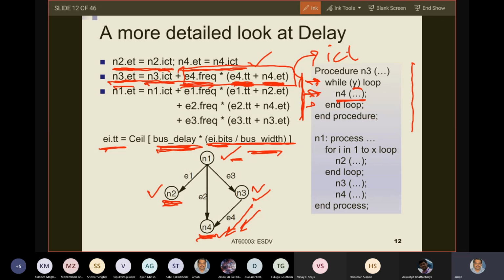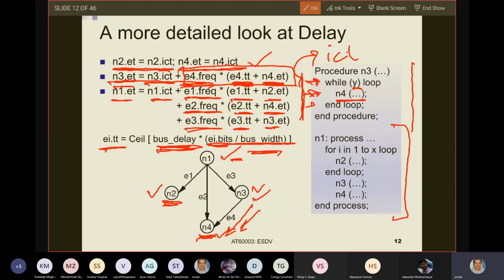Similarly, I can find out the execution time of n1. How can I find it? The internal computation time of n1, plus the number of times n1 calls n2, which is e1.frec, times e1.tt plus n2.et, plus the number of times n1 calls n4, which is e2.frec, times e2.tt plus n4.et, plus the number of times n1 calls n3, e3.frec, times e3.tt plus n3.et.